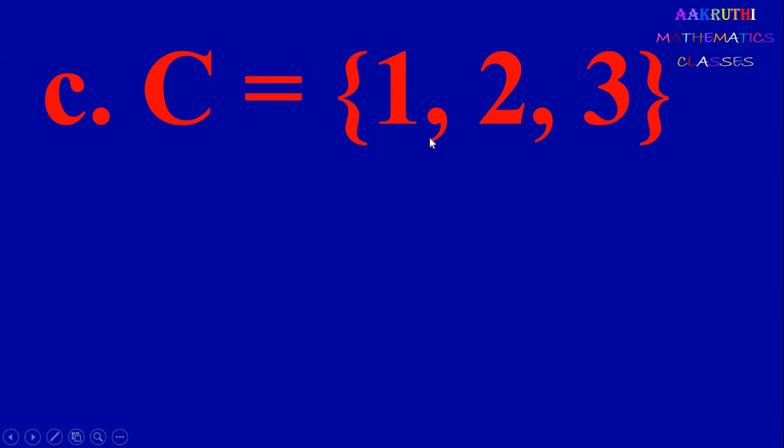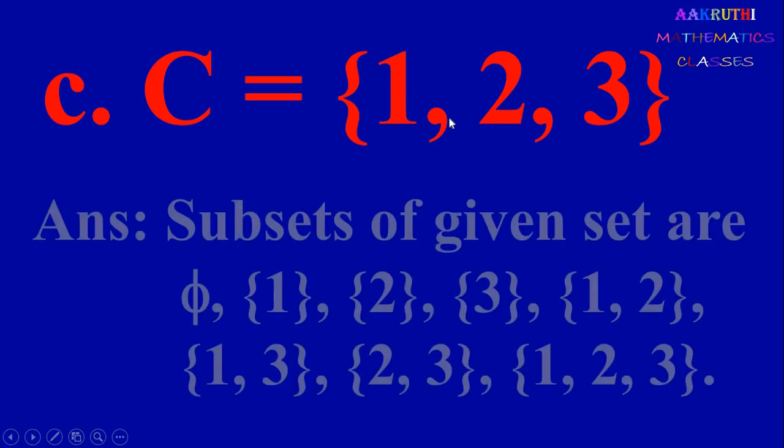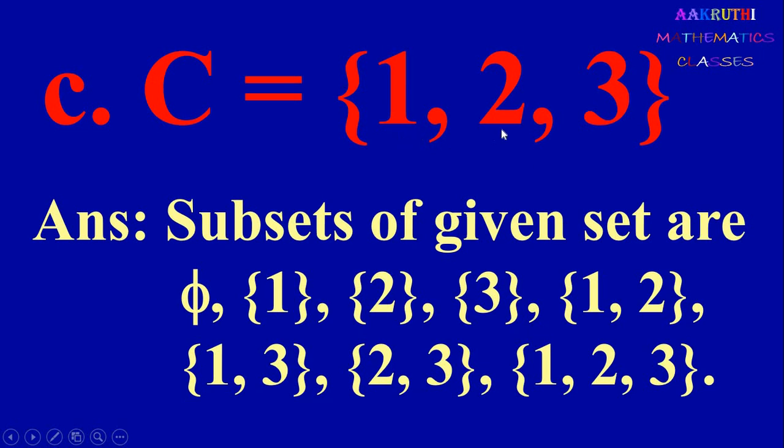So next set, C equal to {1, 2, 3}. In C we have 3 elements, so total number of subsets is 2 to the power 3, that is 8. You have to write 8 subsets. That is empty set. Then we write sets containing only one element, that is {1}, {2}, {3}. Then we write sets containing two elements, that is {1, 2}, {1, 3}, and you can write {2, 3}. Don't write {2, 1}. {1, 2} and {2, 1} both are the same. Here already {1, 2} is there. Then {1, 2, 3}. All these are subsets of C.